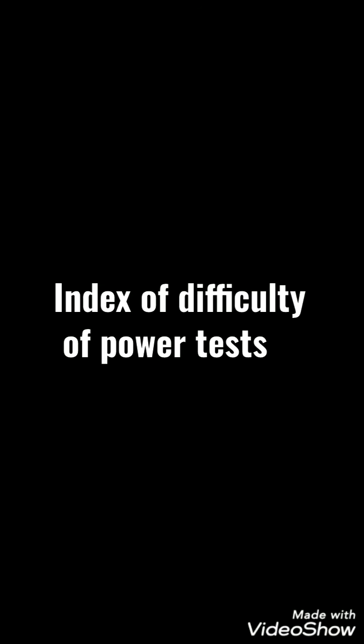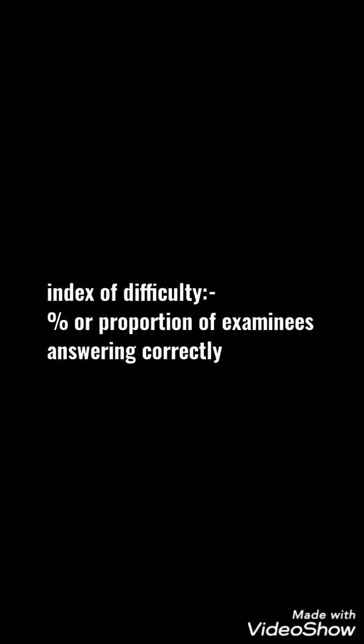So, the first step of item analysis is to find out the difficulty value of an item, or the index of difficulty. Now, what is the index of difficulty? It is the proportion or the percentage of examinees who are answering the item correctly. So the higher the index of difficulty, it means the easier the item. Please don't get confused here because of this term. The index of difficulty, as I already told, is the percentage of examinees answering correctly. So the more examinees answer correctly, the easier the item is.